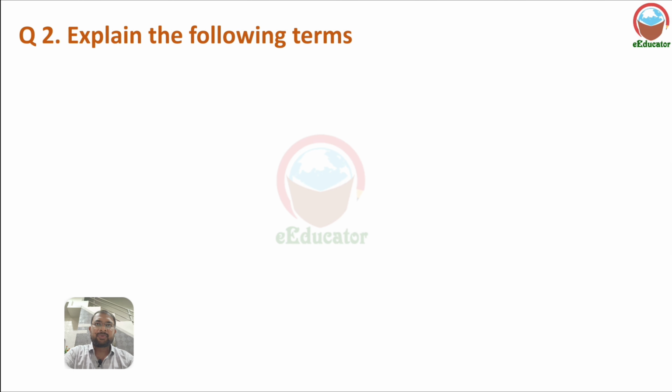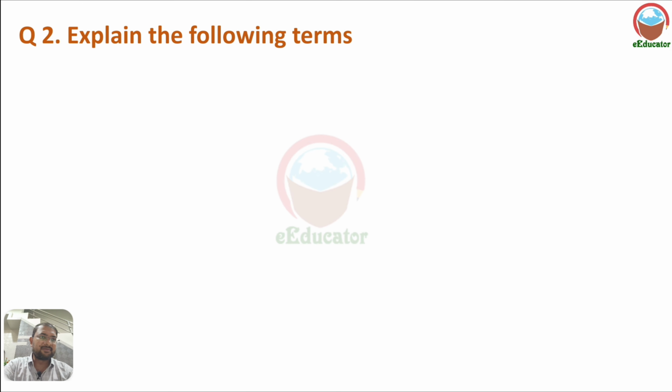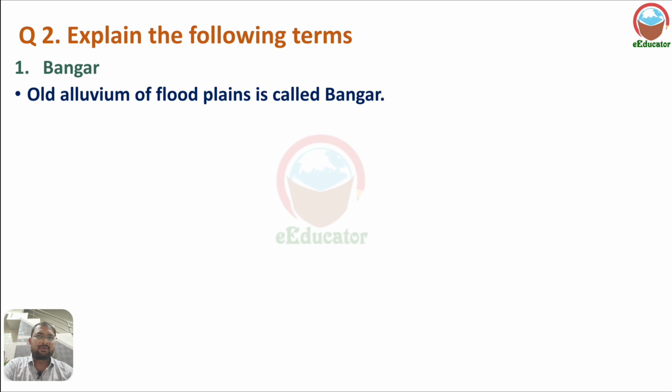Okay, next question. Explain the following terms. The terms have been given here. Look at it. Bhangar. What does Bhangar mean? All alluvium of the floodplain is called Bhangar. Bhangar and Khadar are types of alluvial soil.